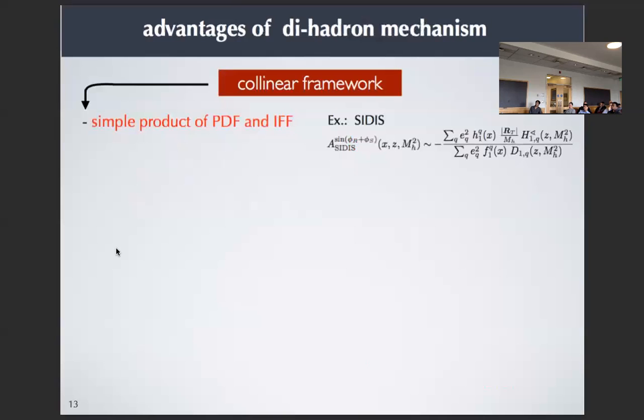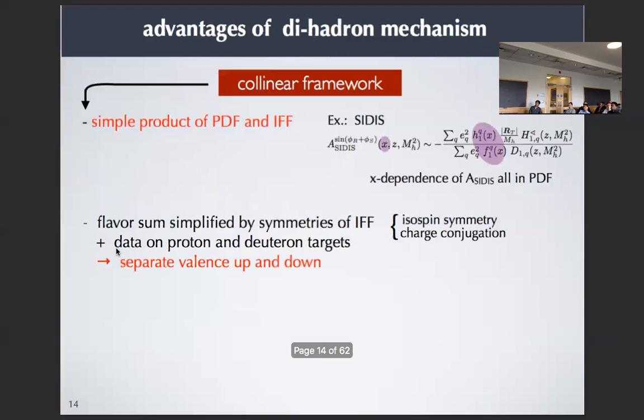So the immediate conclusion that you draw from this expression is that the x dependence of this single spin asymmetry is entirely driven by the x dependence of the PDFs. Okay? And you can integrate over the other variables. And since at tree level, at least, the di-hadron fragmentation functions enjoy happily symmetry properties, for example, with respect to isospin transformations or charge conjugation, you can break this flavor sum easily.